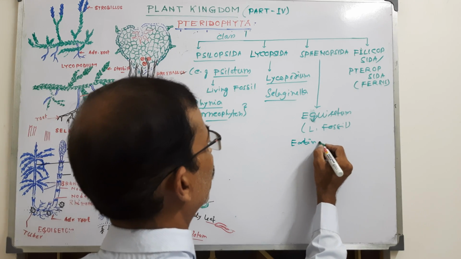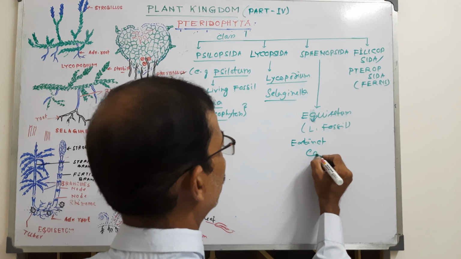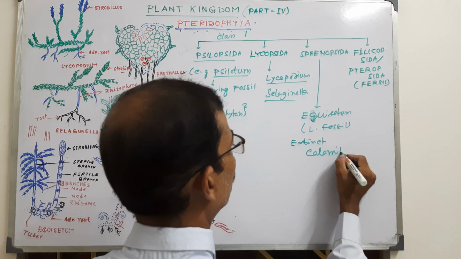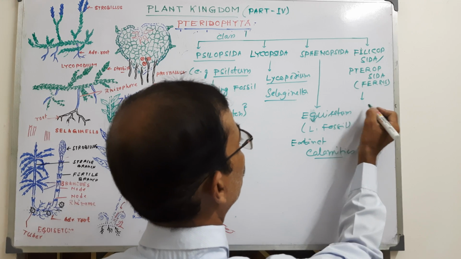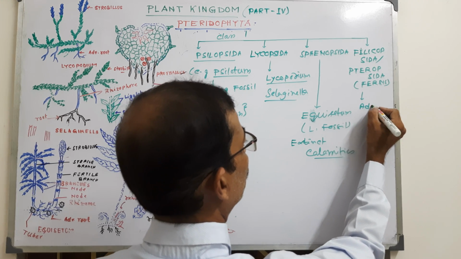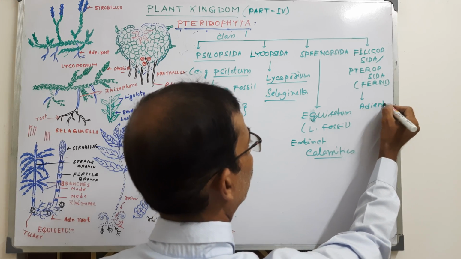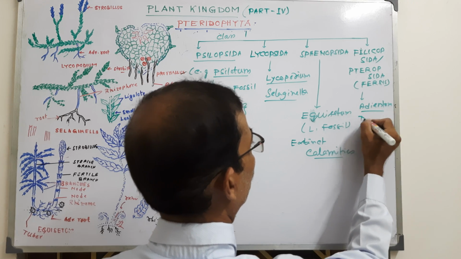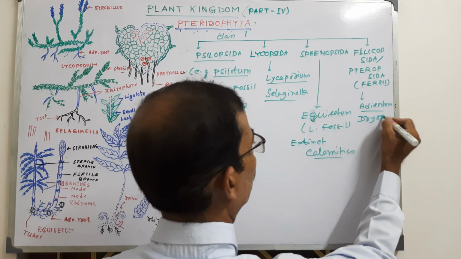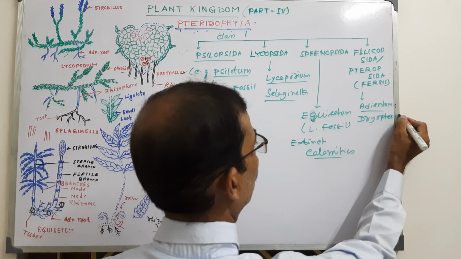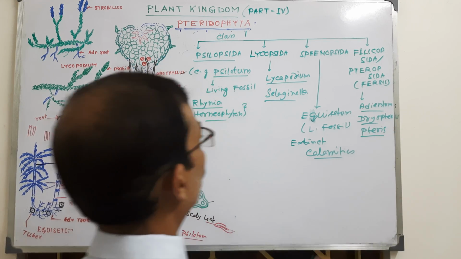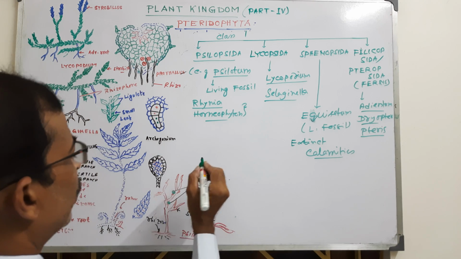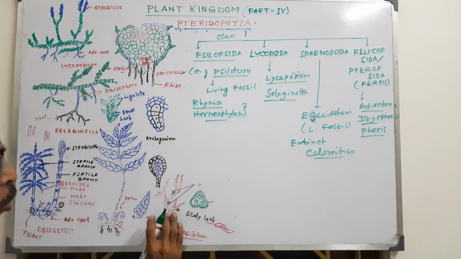Under this group, extinct Calamites, Hyenia, etc. And all ferns, that is Adiantum, walking fern, Adiantum, Dryopteris, Pteris, Marsilea, etc. Okay, and about Psilophyta, this is Psilophyta.